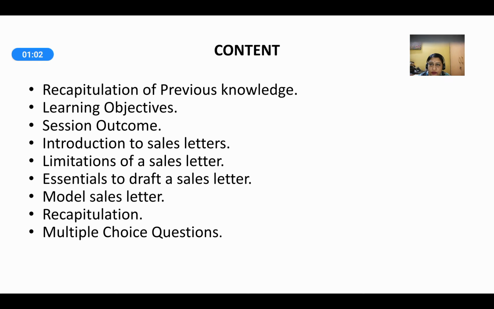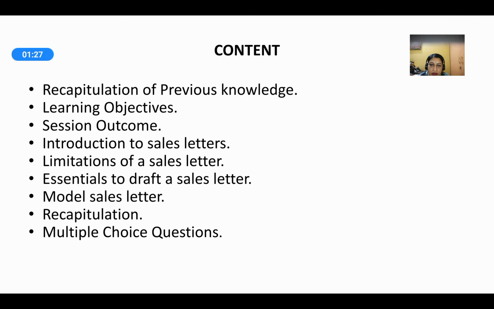The contents of the session are as follows: recapitulation of previous knowledge, and learning objectives, so that we'll have an inkling as to what the session intends to achieve. Session outcome will be what the student can look forward to at the end of the session, followed by the introduction to sales letter. Limitations of a sales letter are also discussed in detail.